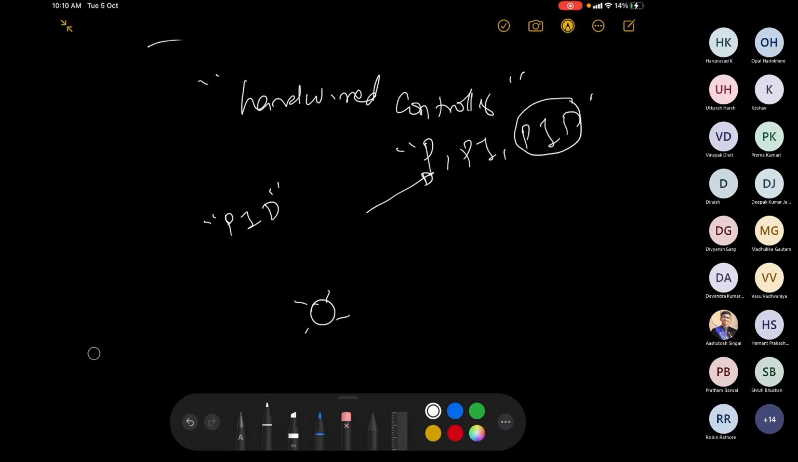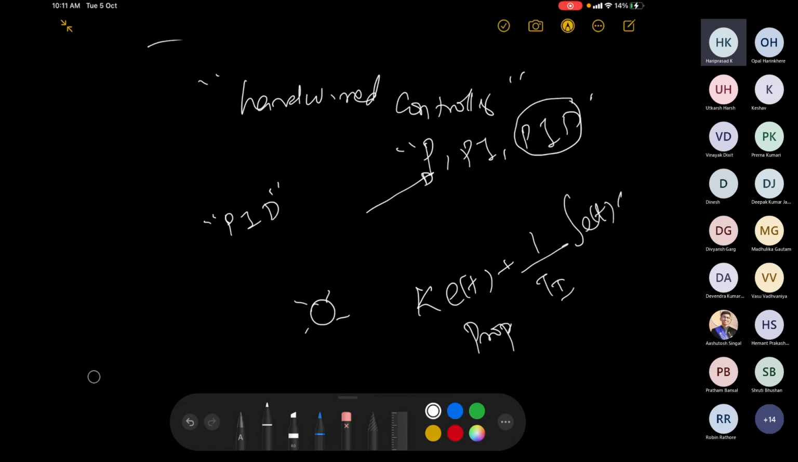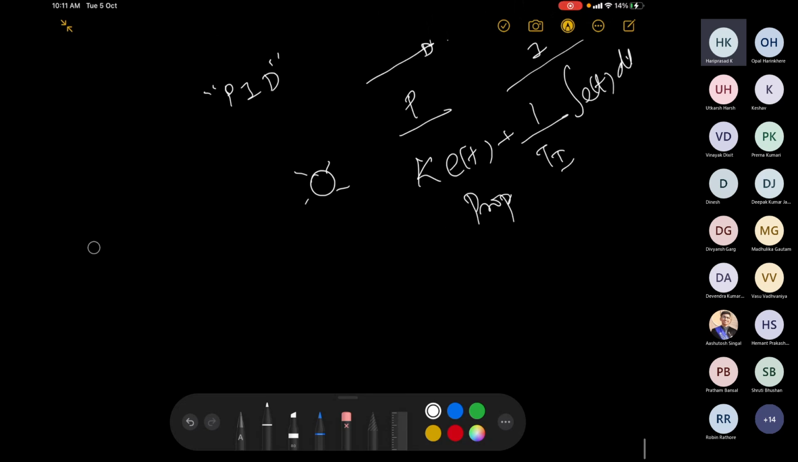In a software way, what you would do is take this control algorithm: K times e(t), if it is a proportional controller. We have also seen something known as an integral controller, 1 by tau I times the integral of e(t) dt. So this is the term corresponding to the proportional term, and this is the integral term. So you would see 3 knobs.